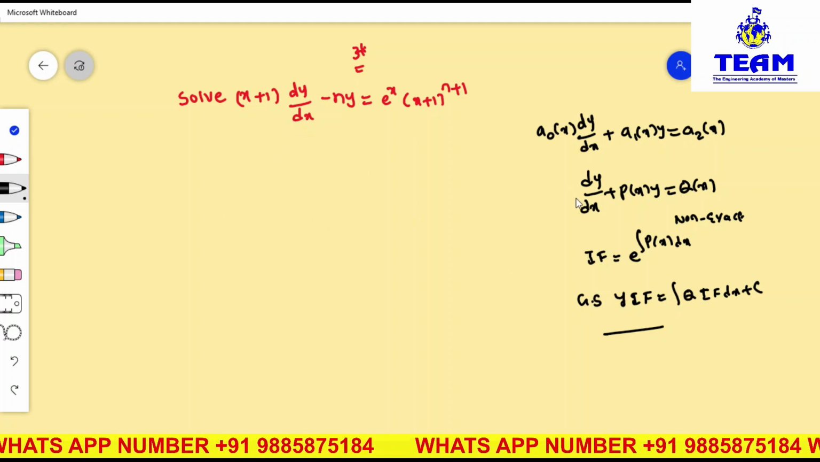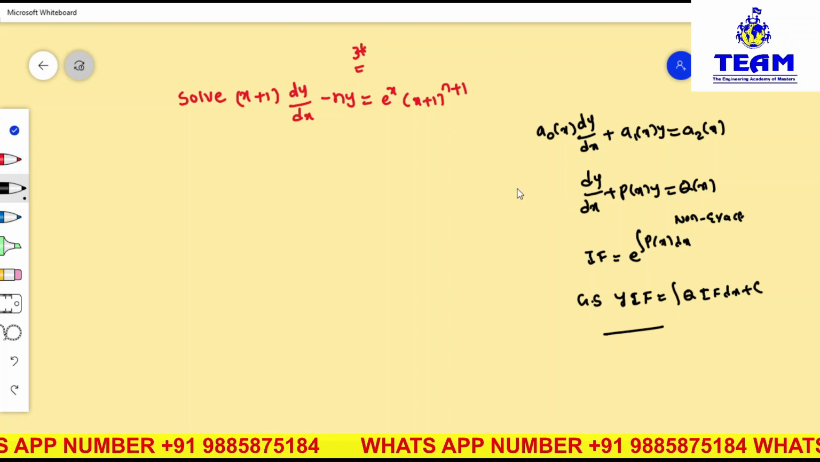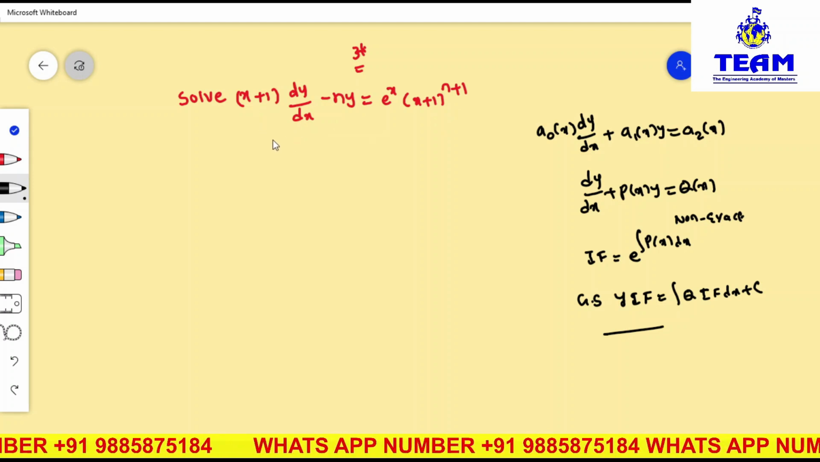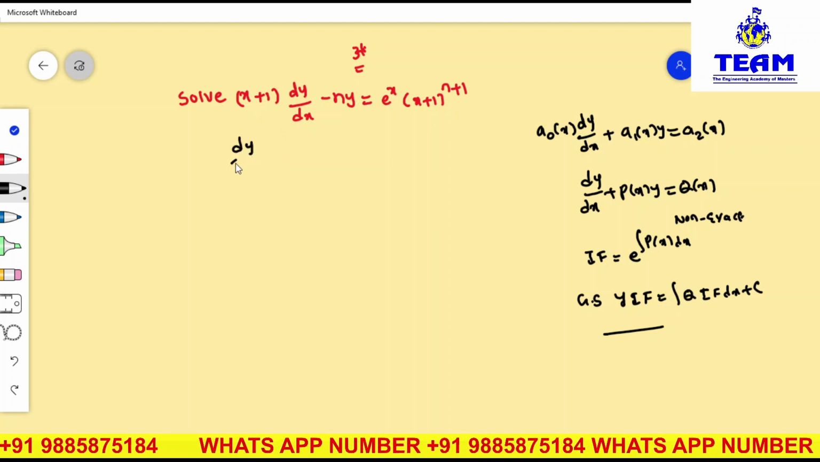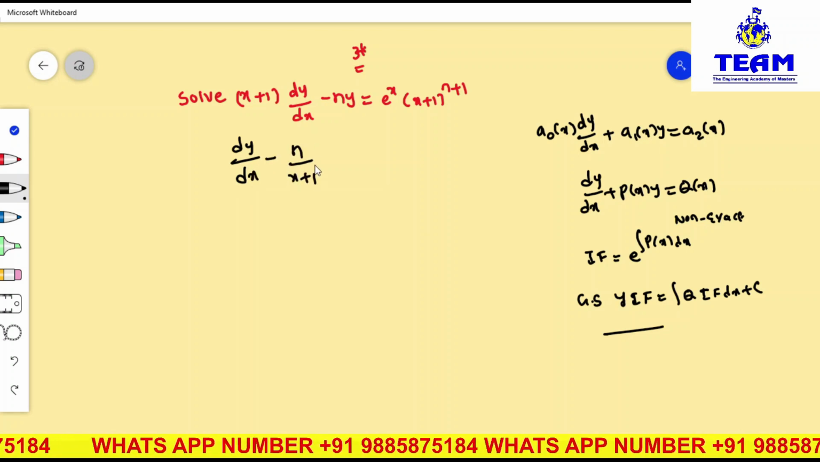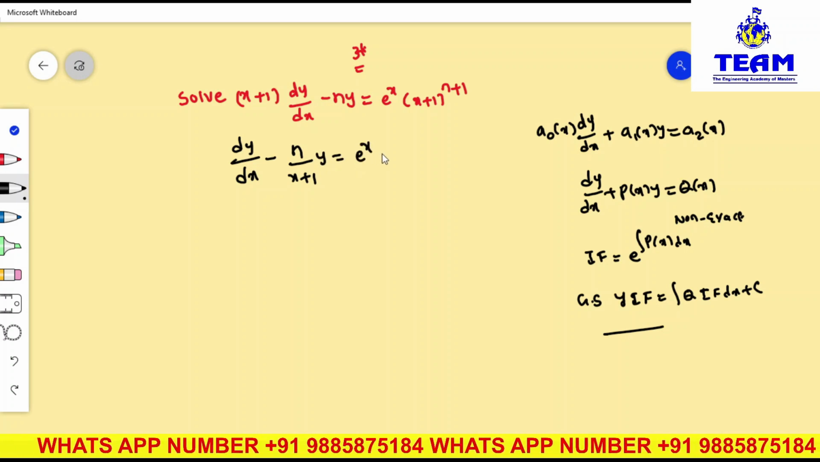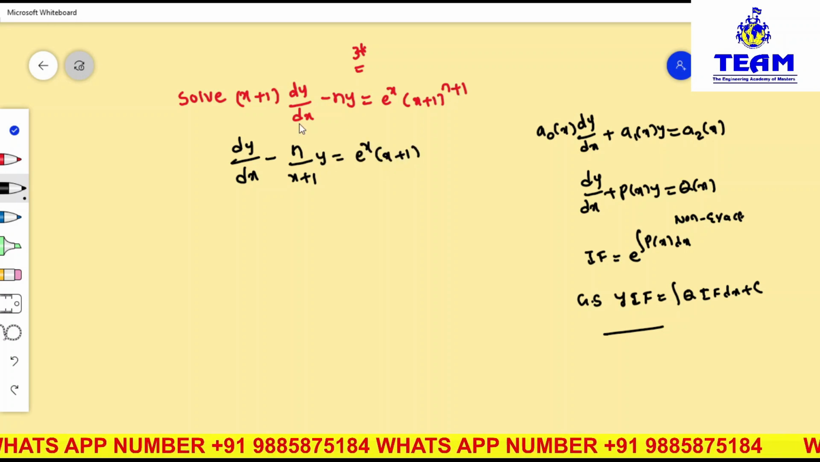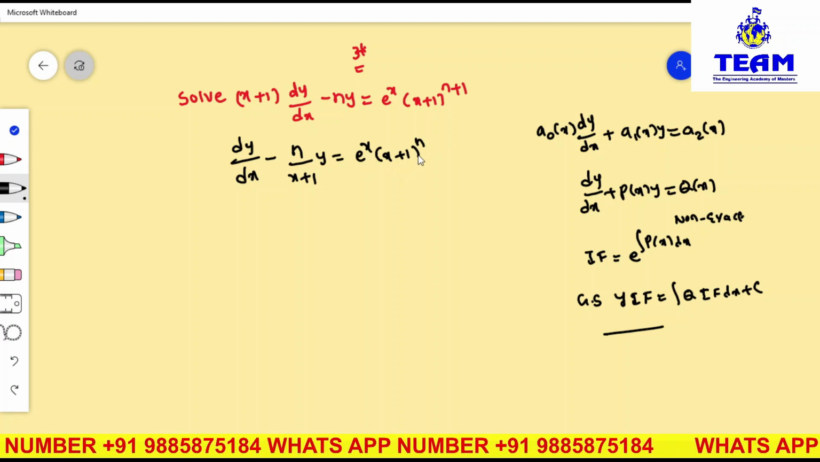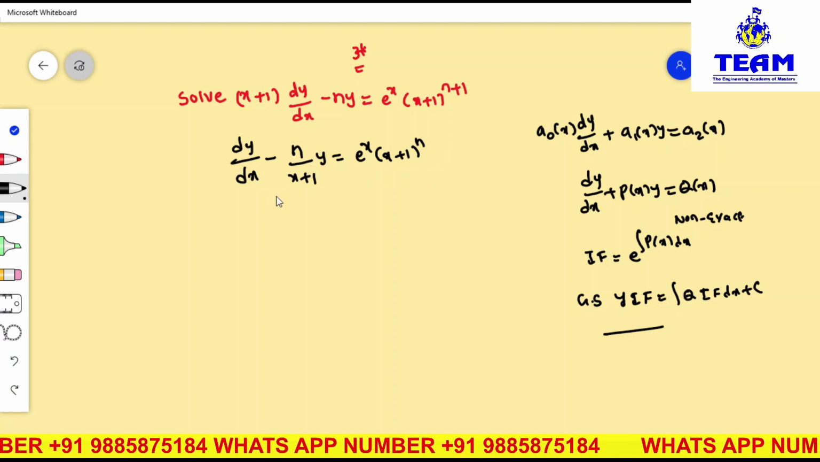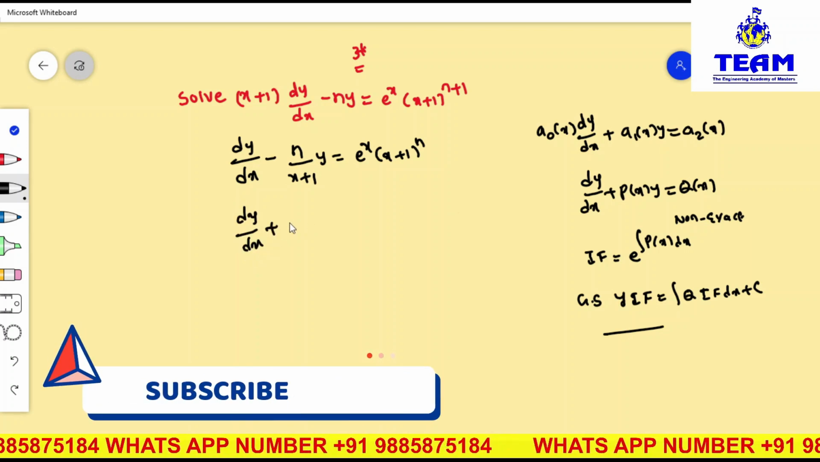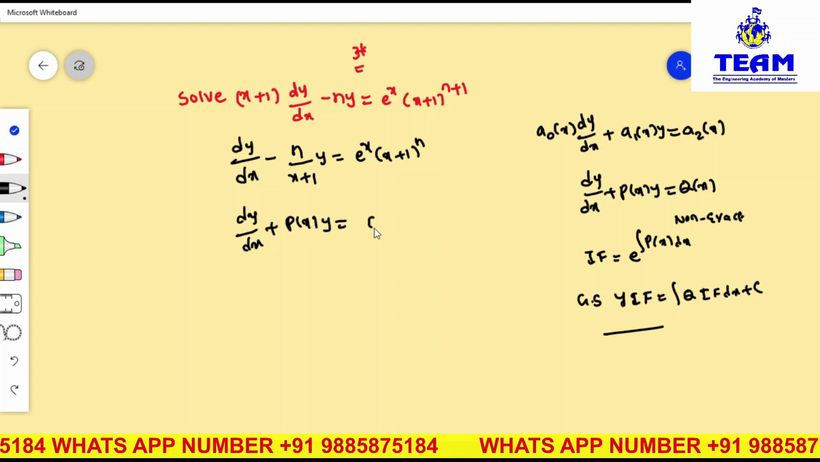Now you see, in the standard form, the dy by dx quotient is what? 1. So divide the given differential equation by x plus 1. Then we will have dy by dx minus n by x plus 1 times y is equal to e to the power of x into x plus 1 power n plus 1. Here x plus 1 upon, okay, so you can write n only, n plus 1 by x plus 1 gets cancelled. Now you observe this is in the standard form of dy by dx plus p of x into y is equal to q of x.